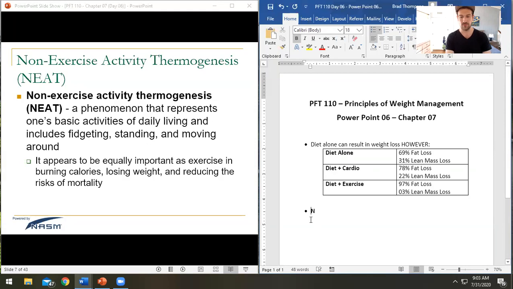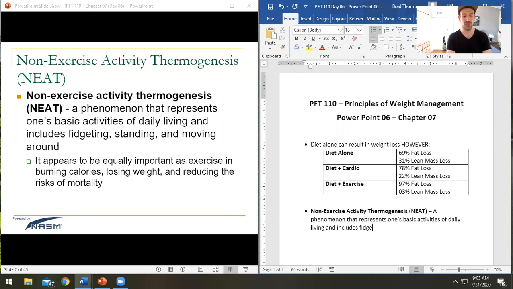Non-exercise activity thermogenesis, or NEAT, is a phenomenon that represents one's basic activities of daily living and includes fidgeting, standing, and moving around.